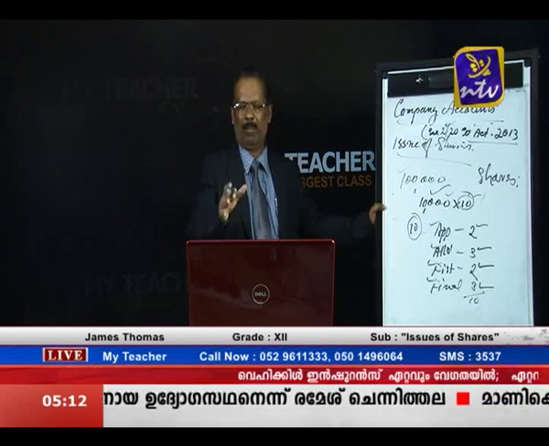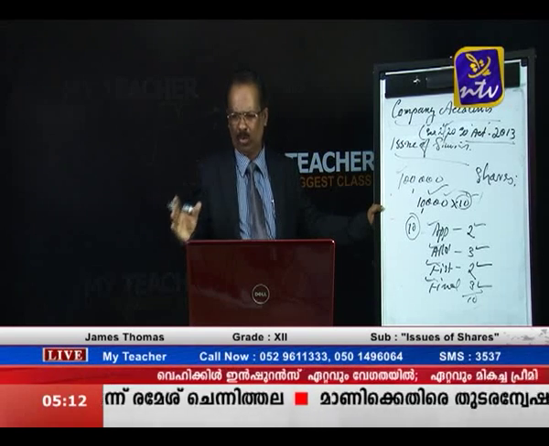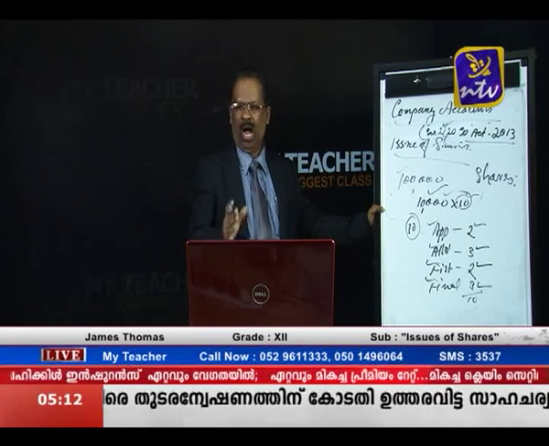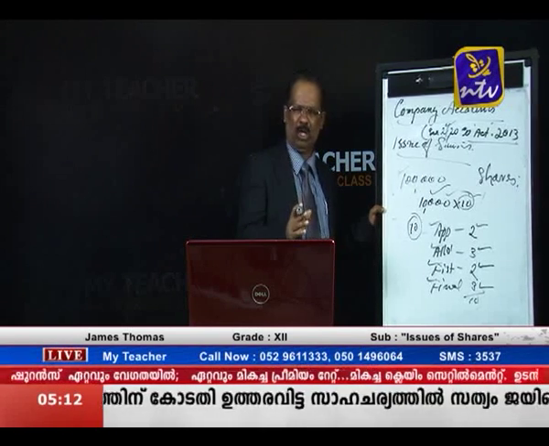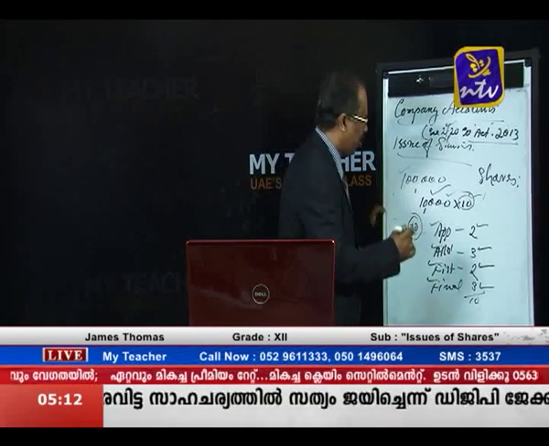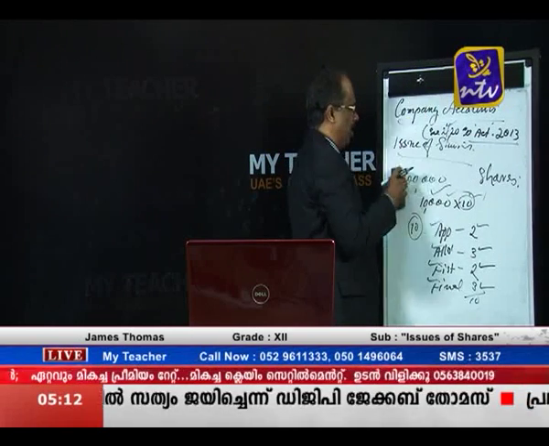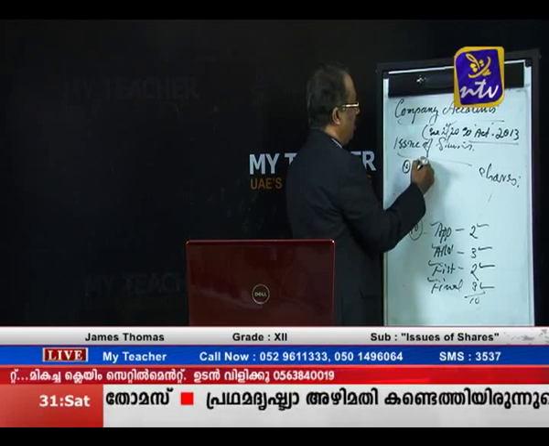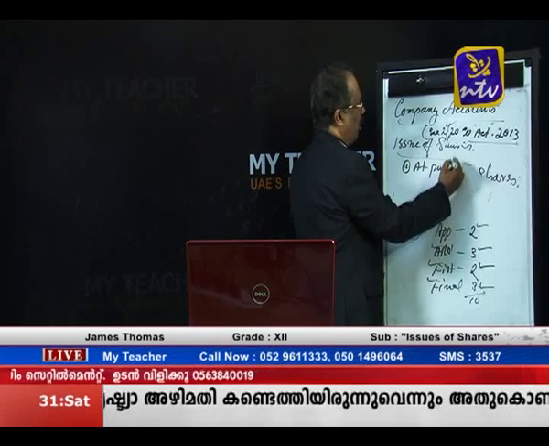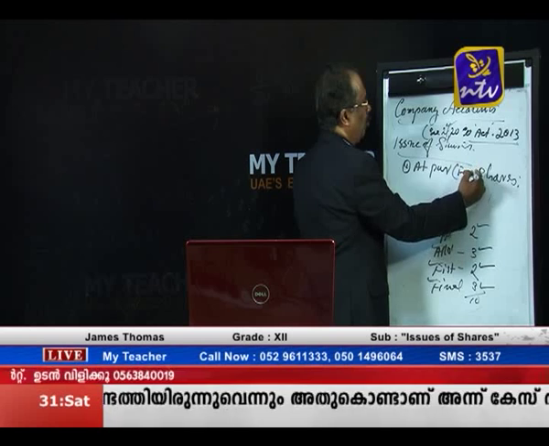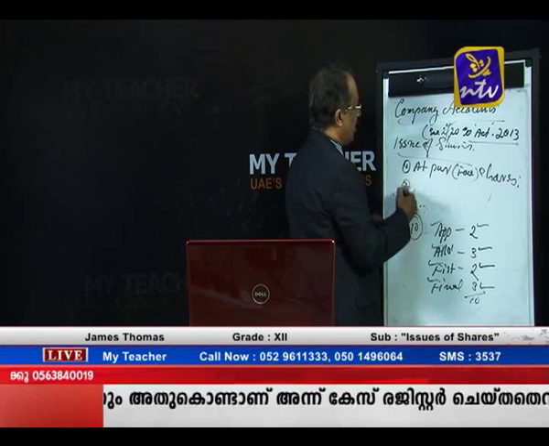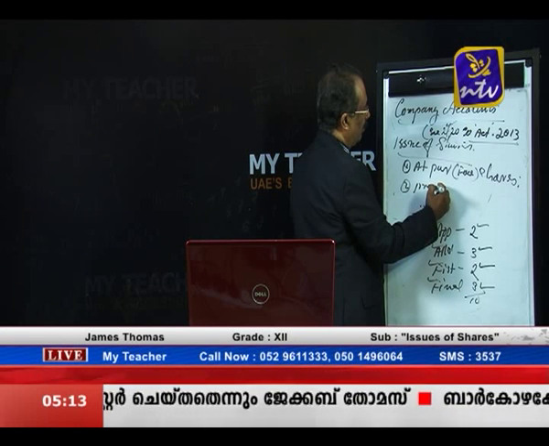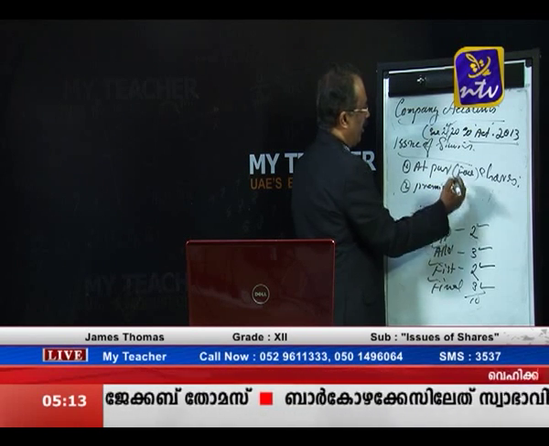So the total capital of the company may be divided into different units, and each and every unit is known as a share. And the methods for issue of shares: number 1, shares can be issued at par value or face value. And number 2, shares can be issued at a premium.